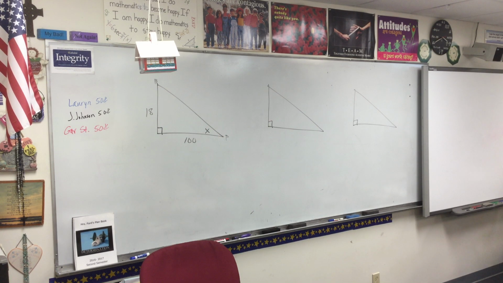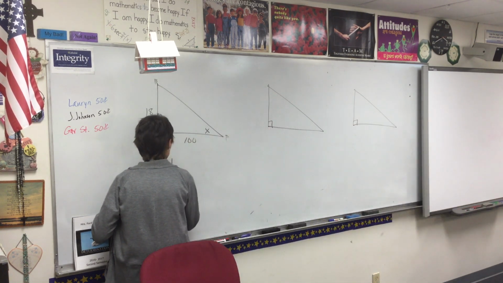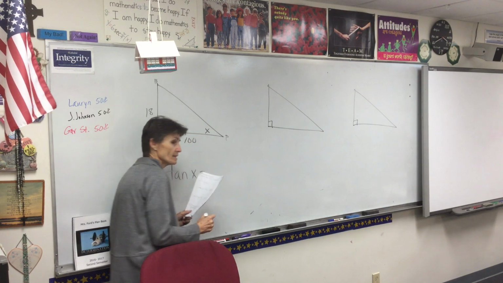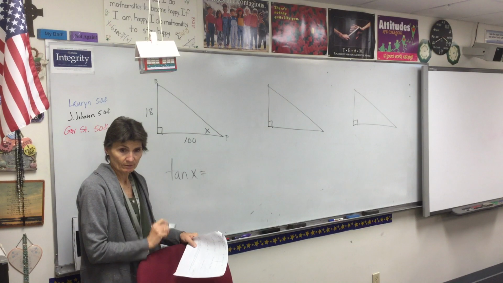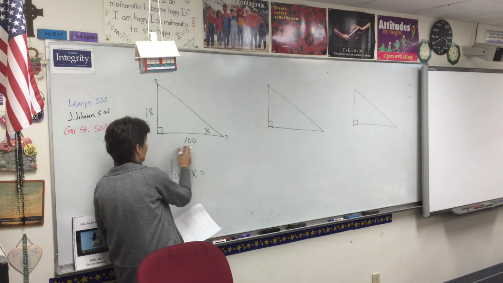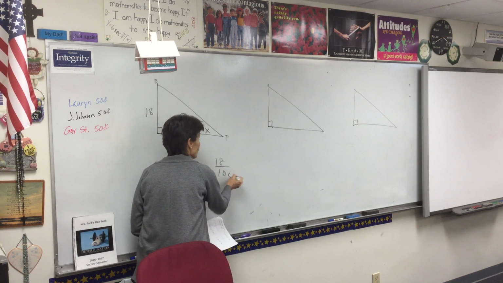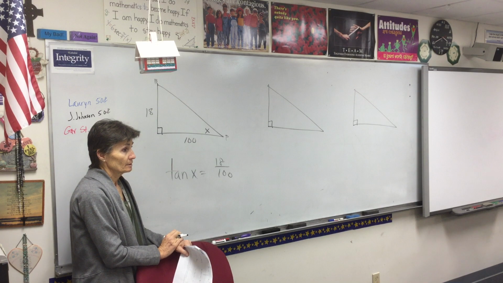Okay, so what do you decide? What are we using? Tangent. So we're going to say tan x. Remember, when you write your equation, it's always tangent angle, sine angle, cosine angle. The angle always goes with the function. So tangent equals what? 18 over 100. Opposite over adjacent.